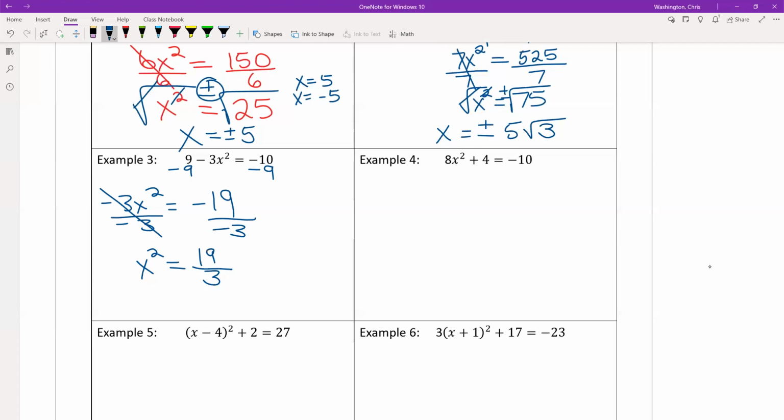And we can get rid of the x squared by taking the square roots of both sides. Taking the square root of both sides, the square and the square root cancel each other out. And we get x equals plus or minus the square root of 19 over 3. That is the right answer. But that's not how the answer is going to look on a multiple choice test.